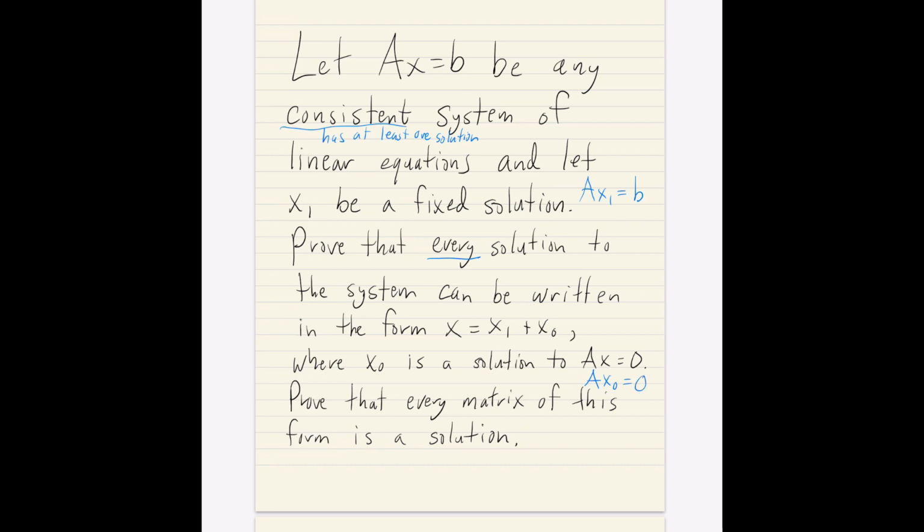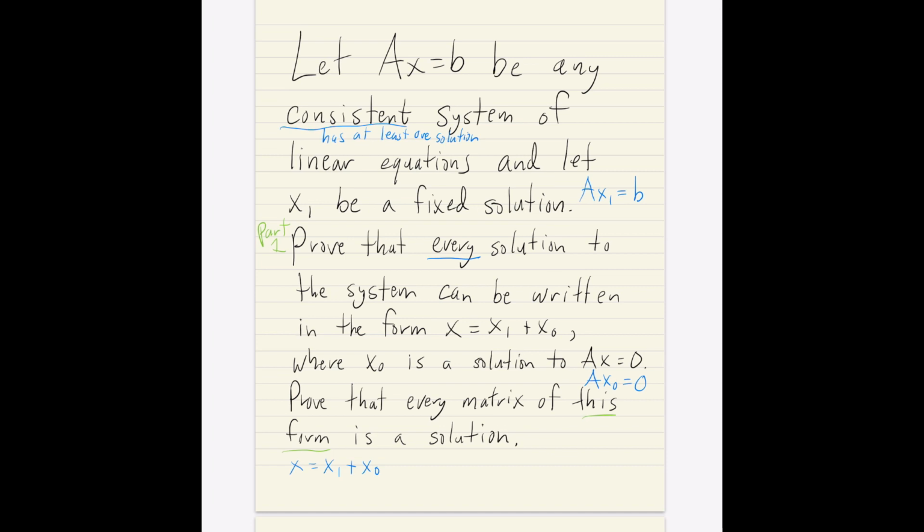Okay, so that's part one. We're going to do this in two parts. Prove that every solution to the system can be written in the form x equals x1 plus x naught, where x naught is a solution to Ax equals 0. So that's part one. And then part two, we're going to prove that every matrix of this form, and by this form they mean x equals x1 plus x naught, is also a solution.